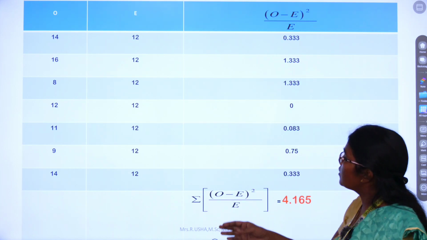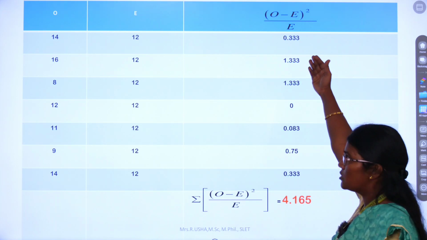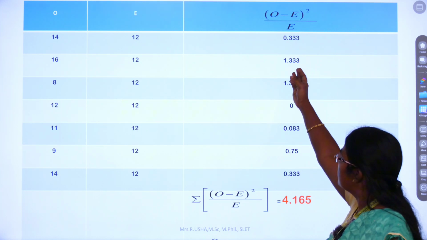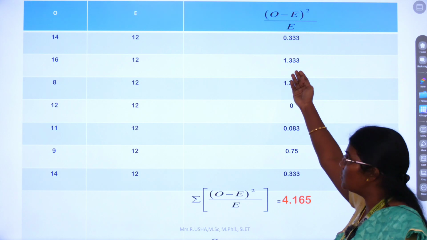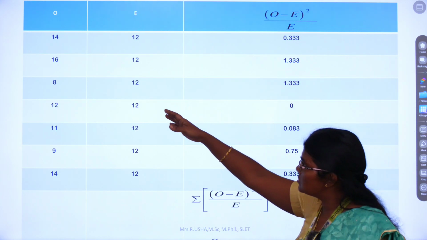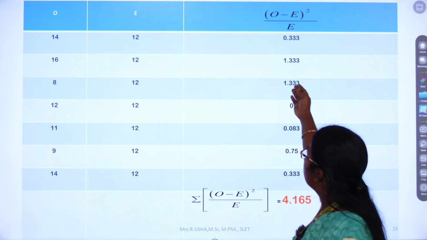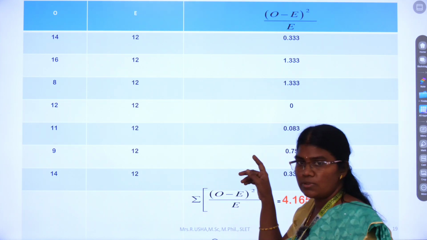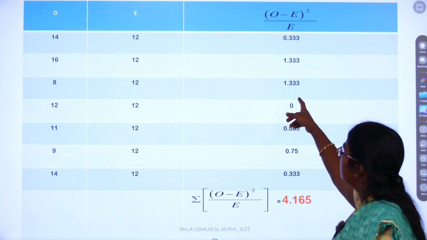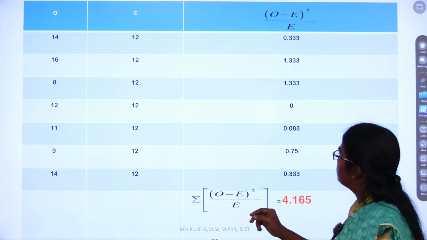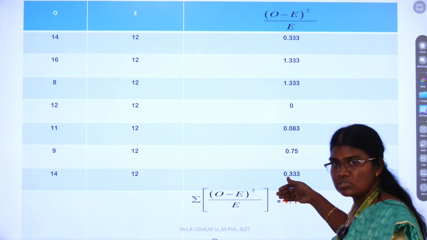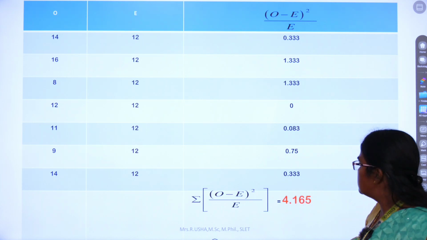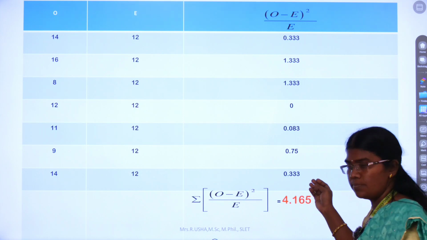And using the formula (O minus E) whole squared divided by E, here (14 minus 12) whole squared divided by 12 will give 0.33. Similarly, calculate (16 minus 12) whole squared divided by 12, so it will give 1.333. And (8 minus 12) whole squared divided by 12 gives 1.333. Similarly, for the remaining observations we are doing the calculation, so we have 0, 0.083, 0.75, 0.333.